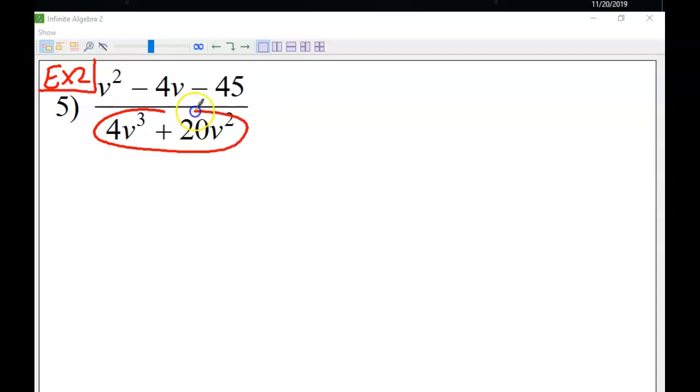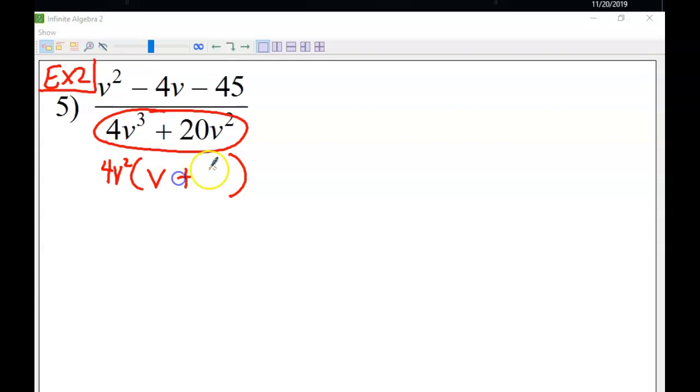We always start by looking for a GCF. So let's start with this one on the bottom. Is there a GCF? This is a rational. They're all rational expressions. But is there a GCF here on the bottom? What is it? So let's write that, 4v squared. And if I took out a 4v squared, what would be left on the inside?